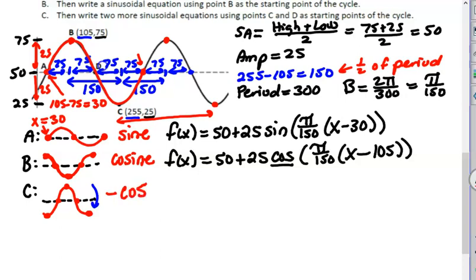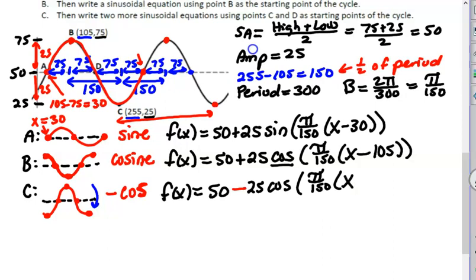Now how do we make cosine negative? We multiply it by -1, but it's already been multiplied by 25, so we just change that to -25. So we have f of x equals 50 minus 25 cosine of pi over 150 times in parentheses x minus, and now we're looking at the x value of 255, so minus 255. So there's our other change.